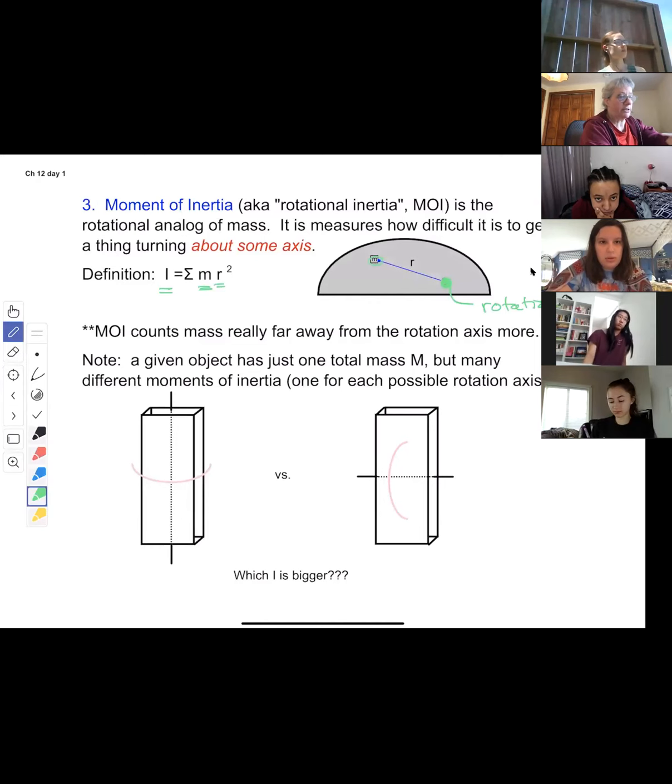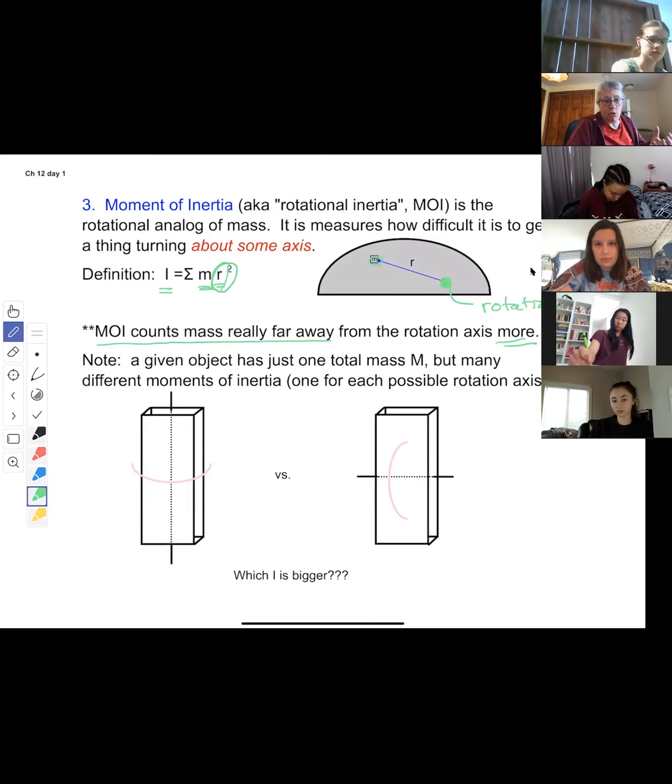And I don't care if it's far away to the left or to the right or up or down. I don't care about your coordinate system because I'm squaring the r. Whether it's up, down, left, right, you square the r, and as long as it's far away from the axis of rotation, it counts more. To me, this is the most important concept about moment of inertia. It counts mass that's really far away more. It gets to do more stuff than the mass that's close to the axis.